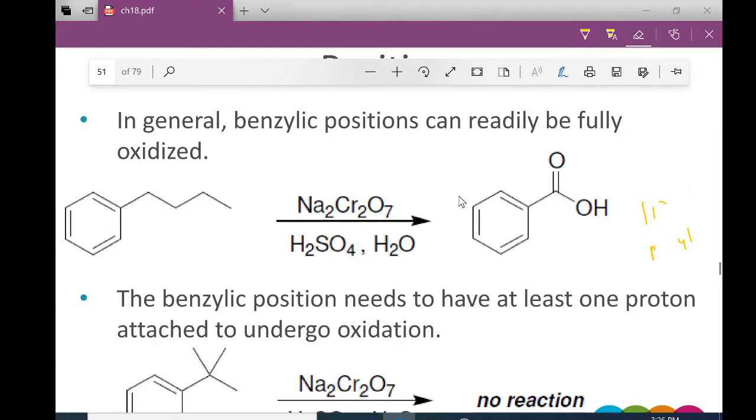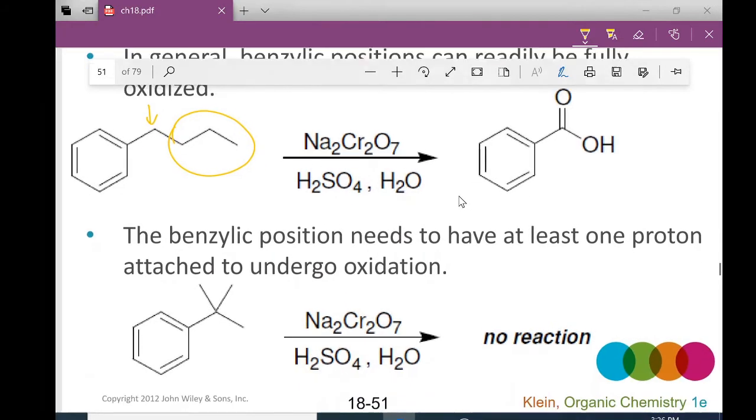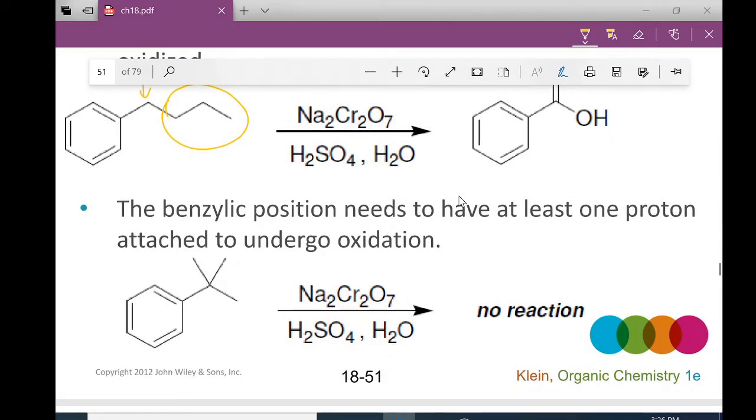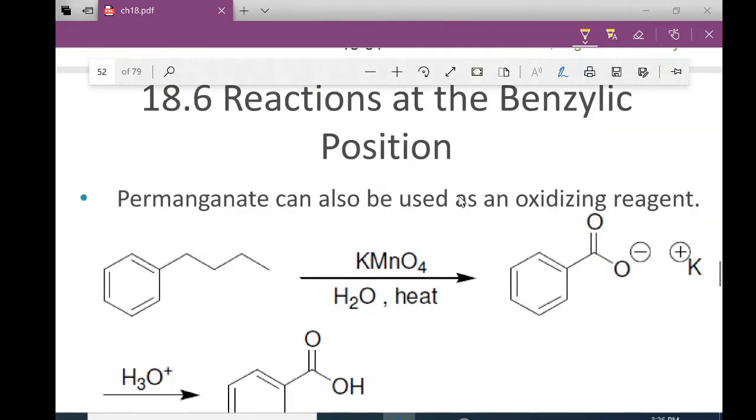So if you use something like sodium dichromate, you can react at that benzylic position to give you a benzoic acid. It's so reactive that it can be fully oxidized and lose every other thing that's attached to it in the form of a carbon. But in order to get this reaction to go, you actually have to have a hydrogen on here. If there's no hydrogen at the benzylic position, you don't get a reaction. So you get no reaction if there's no hydrogen.